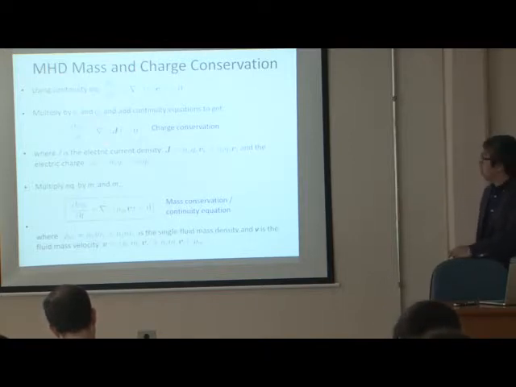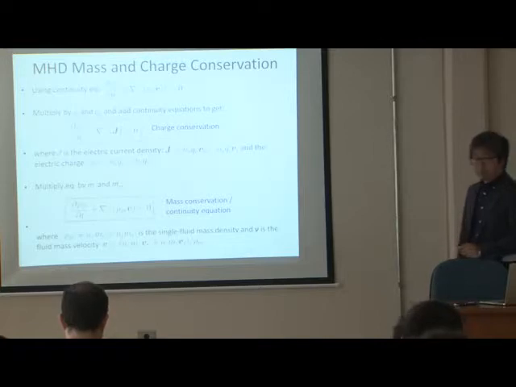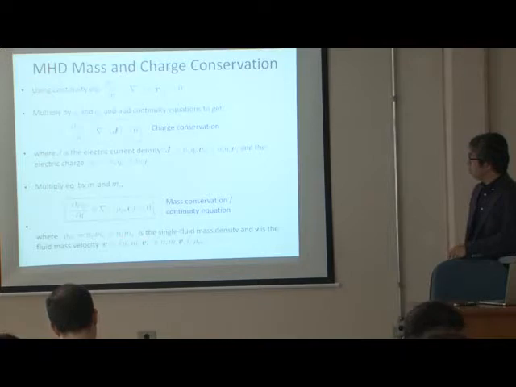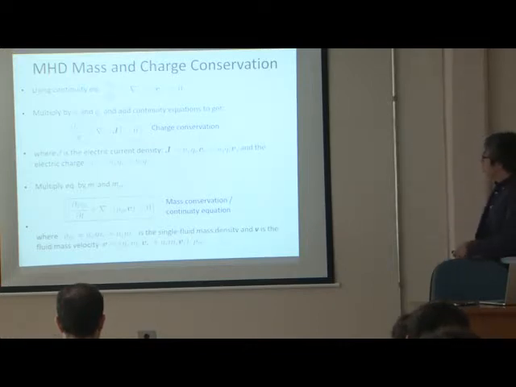Similarly, we can multiply by the mass of the ion and the mass of the electron, and we get the mass conservation, the continuity equation. Here, of course, rho_m is N_e m_e plus N_i m_i, so the electron and the ion combined give a single-fluid mass density, and the fluid mass velocity is the momentum divided by rho_m. It means this is the center-of-mass velocity. I think you are familiar with this mass continuity equation.